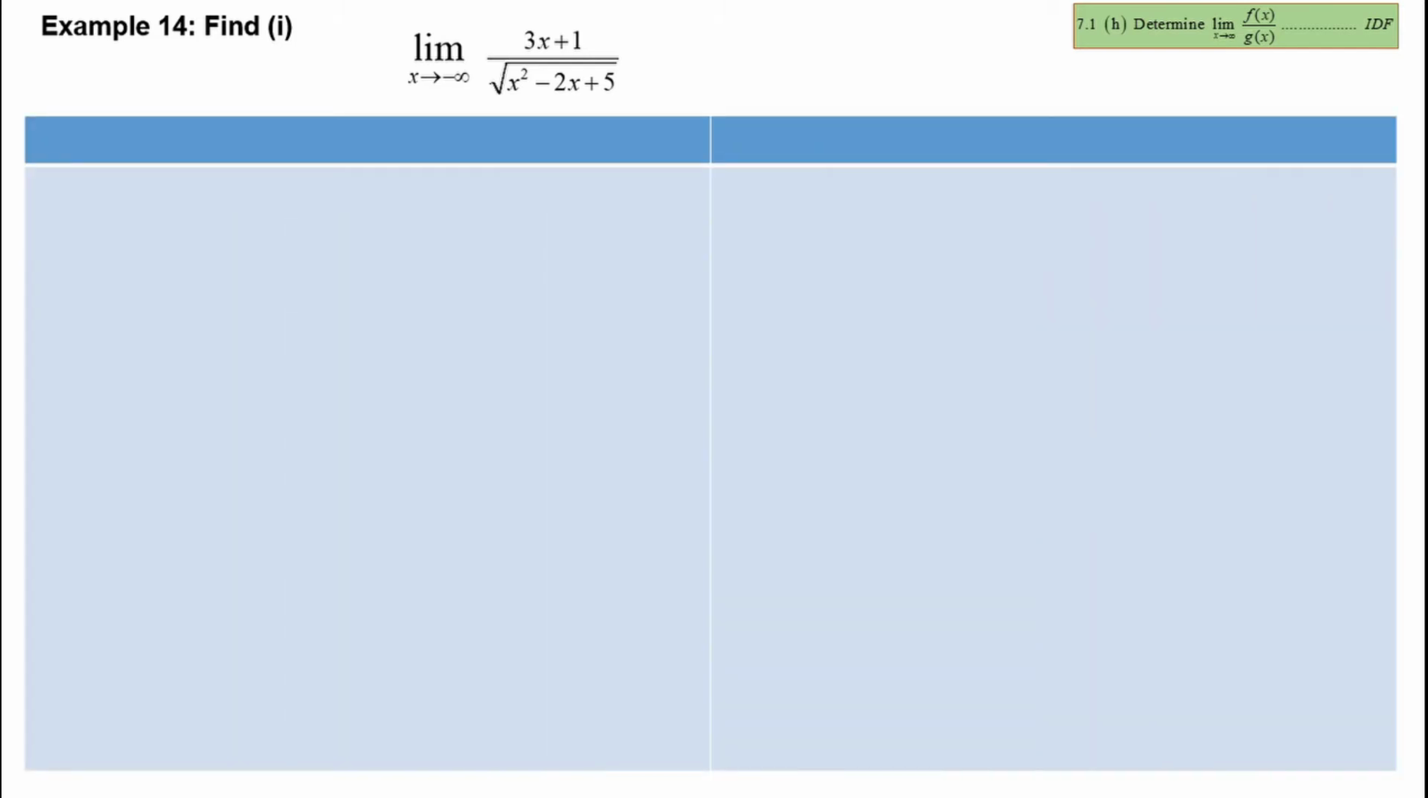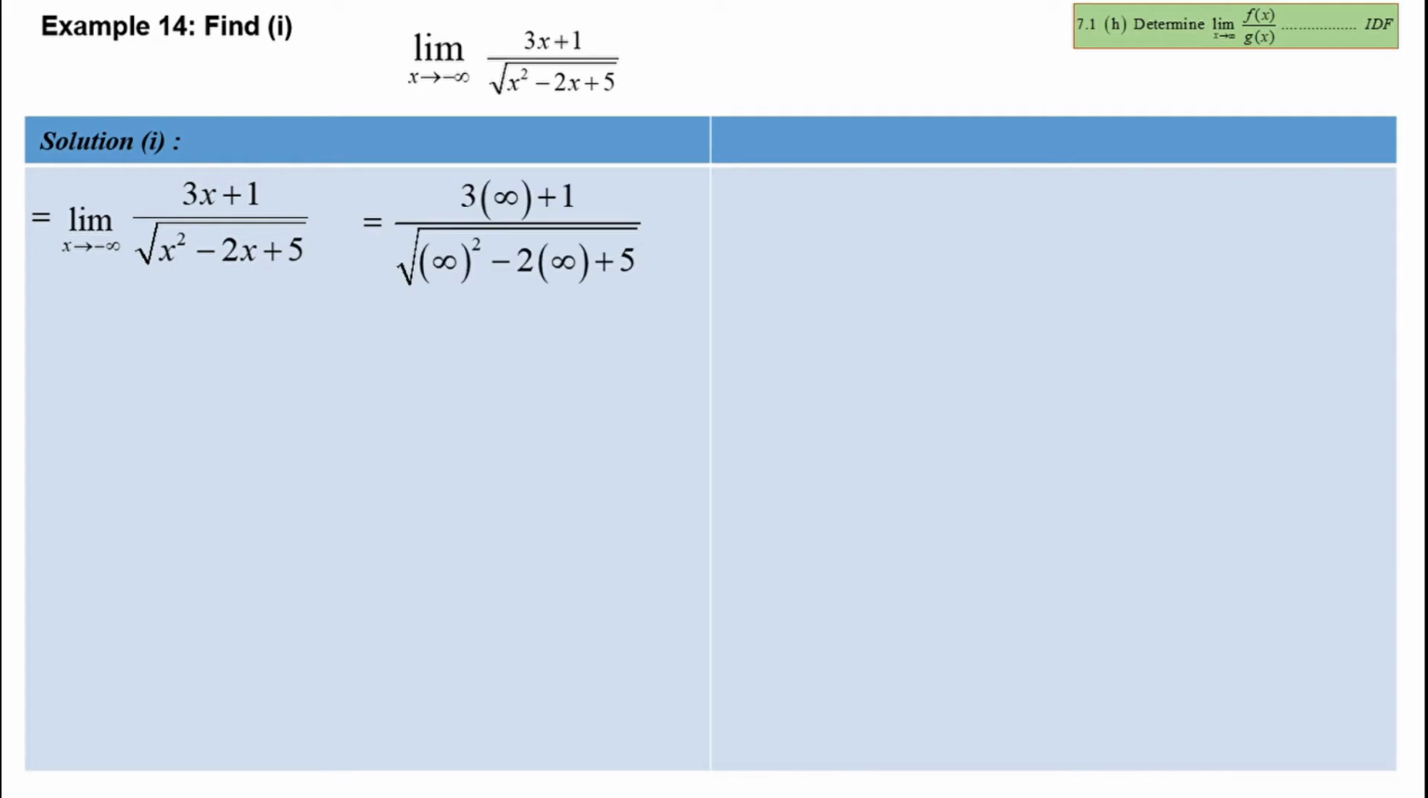Solution. For this question, we must test the function first, by substituting the value of x with infinity. And we get infinity divided by infinity. So, this is an indeterminate form, or we may call it IDF, as a short form.